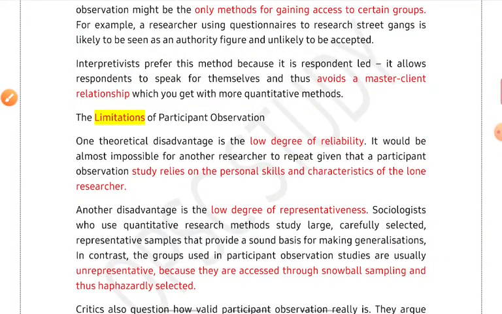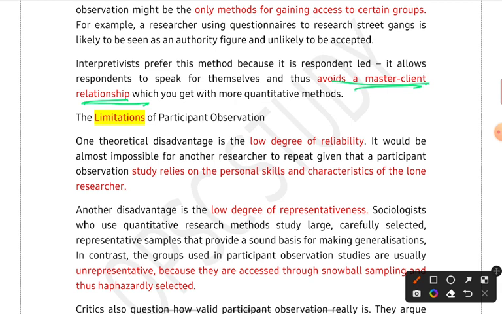Then again, it avoids a master and client relationship. It will build a concurrent relation with the subject. The researcher will make a concurrent relation with the subject.